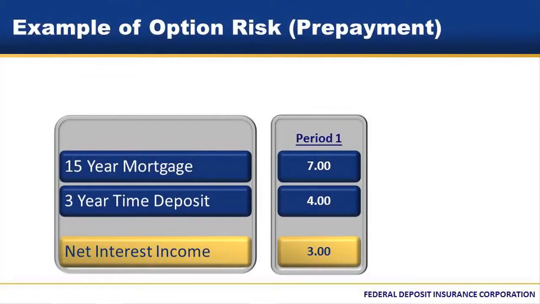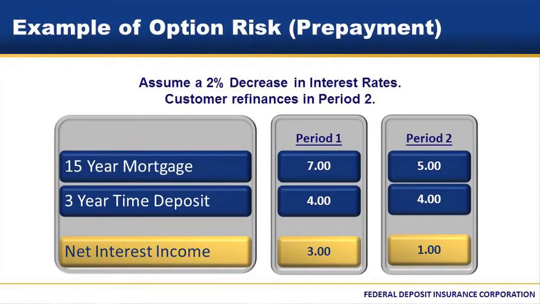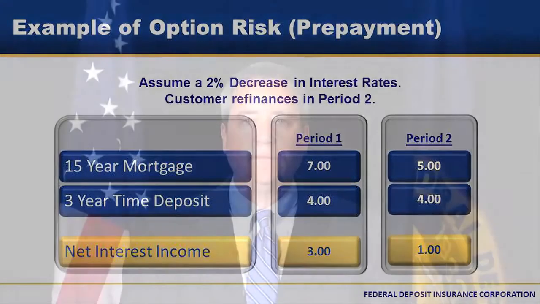Here we show a bank holding a 15-year fixed-rate mortgage. The bank has funded the 7% mortgage with a 3-year time deposit that costs 4%. In this example, the bank will earn 3%. However, what happens when general mortgage rates decline in period 2? Our mortgage customer refinances or prepays his mortgage and is now paying 5% versus 7% in period 1. Even if the bank is able to keep this customer, it is now earning a much lower yield on the asset while still paying the same rate for the time deposit. As a result, net interest income in period 2 has declined from 3% to 1%.